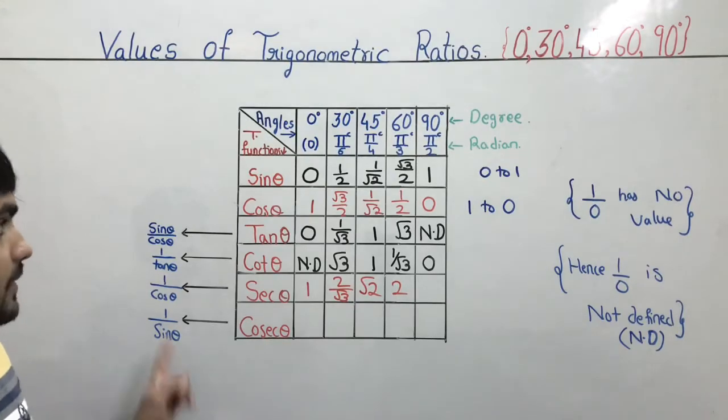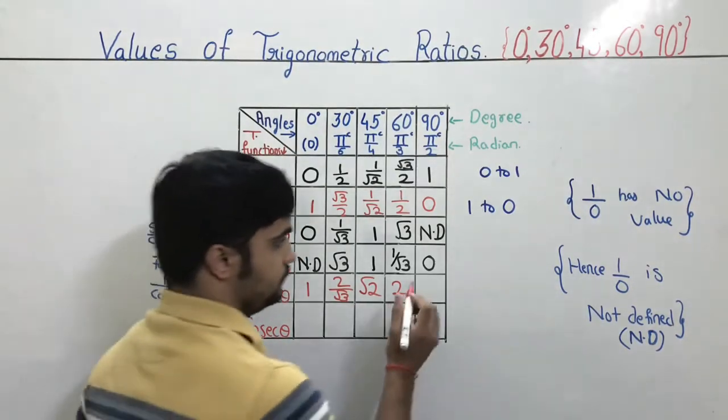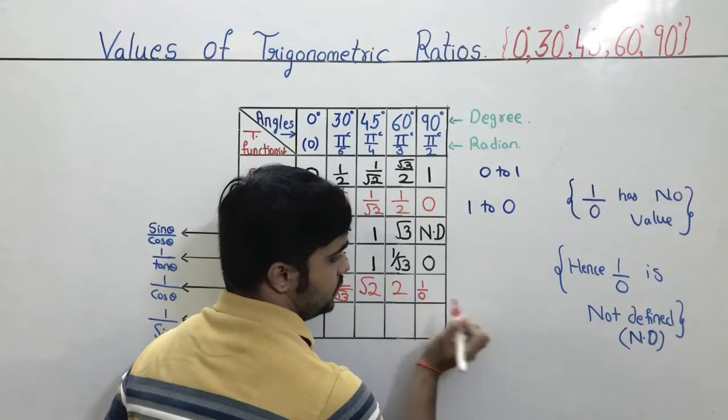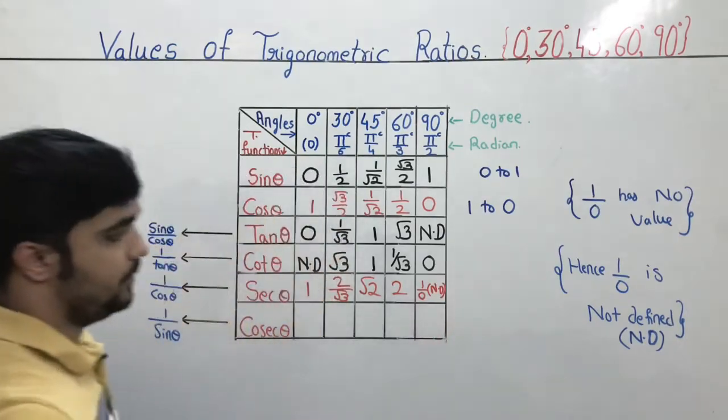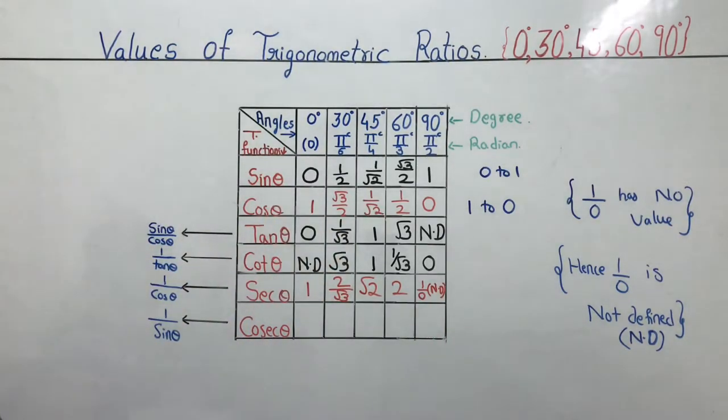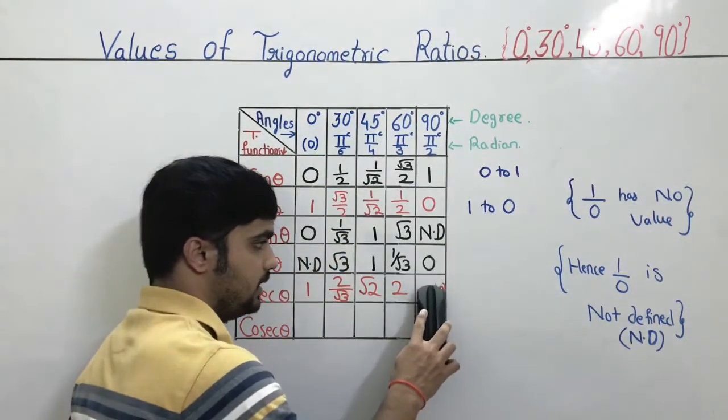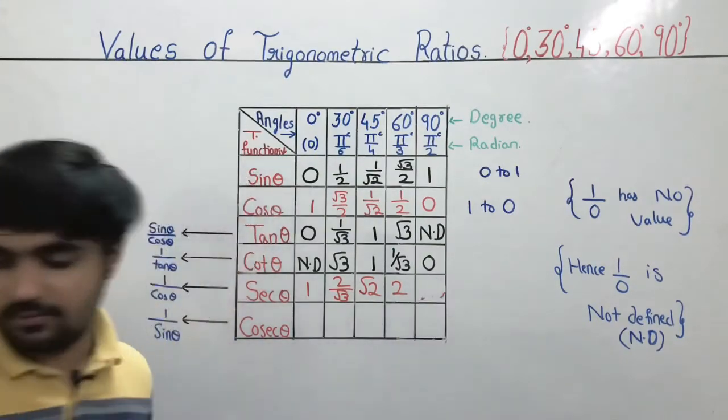And the last one is sec 90 degree. Sec 90 degree is 1 upon 0, and 1 upon 0 is always not defined. So the value of sec 90 is not defined in this case. We can write directly: not defined.